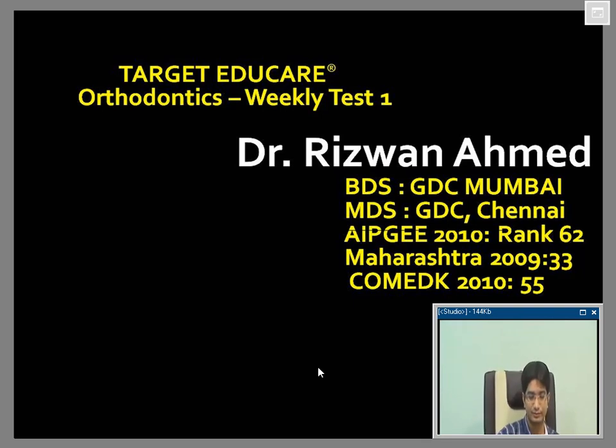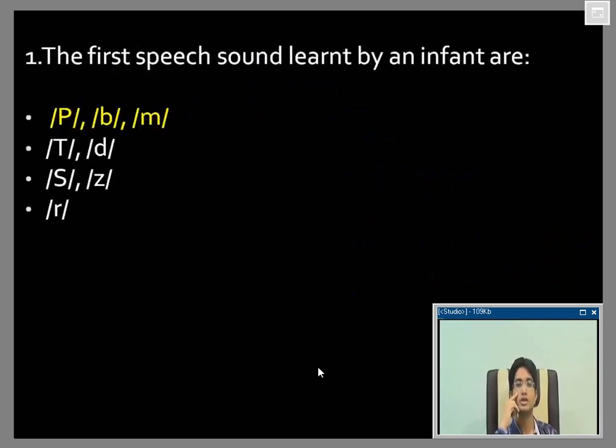Okay, let's start our lecture. The first question was, first speech sounds learned by an infant are. In yellow you can see the answer: P, B and M. Usually when an infant is born, the first thing he will say is Papa, Baba or Mama.